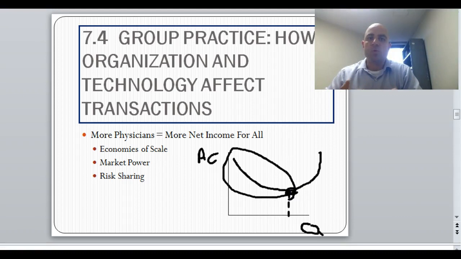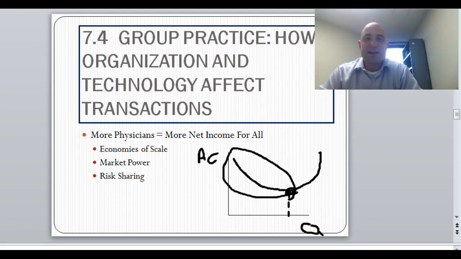So why does that happen with doctors? Well, let me back up. When we talk about costs of a doctor's practice, a doctor's office, we said that a lot of the costs end up being from staff, labor costs. Another component of that is machinery. And with a lot of that, by doctors coming together, they're able to spread those costs out between more.